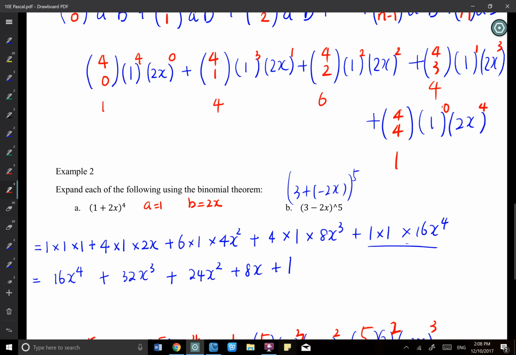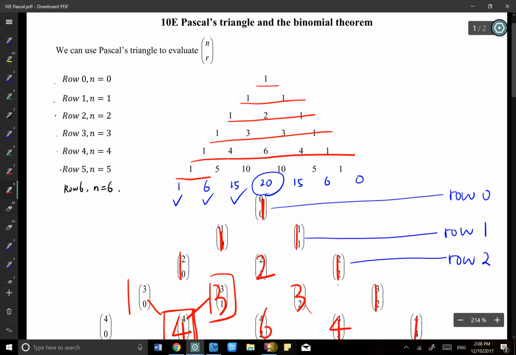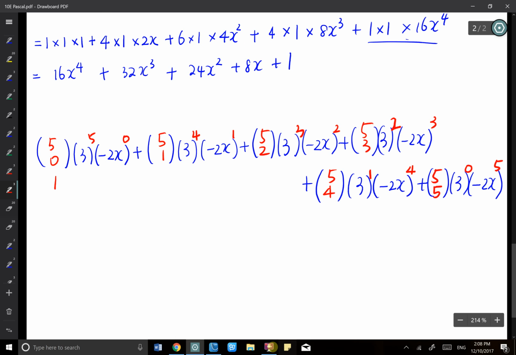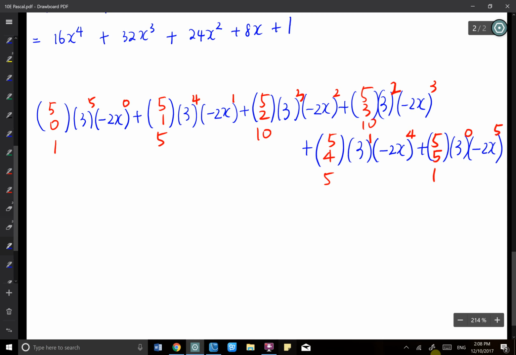And I go to row 5. Before it was row 4, so row 5 is here. Row 5 has 1, 5, 10, 10, 5, 1. So this is 1 times 3 to the power 5 and then to the power of 0, that's 1, plus 5 times 3 to the power 4 times negative 2x. So that sign becomes a minus sign.